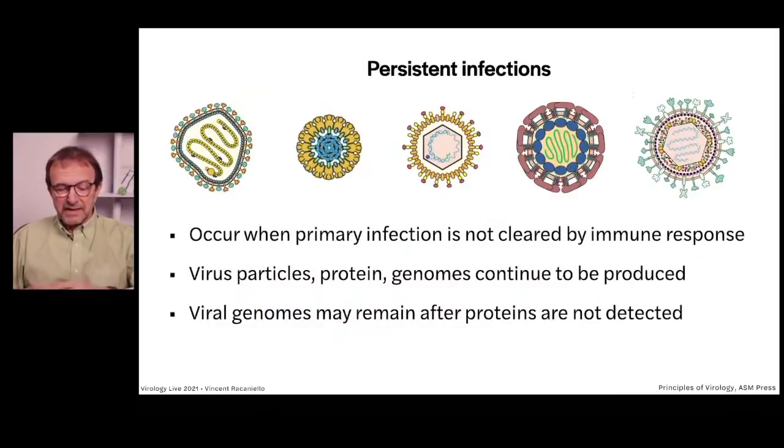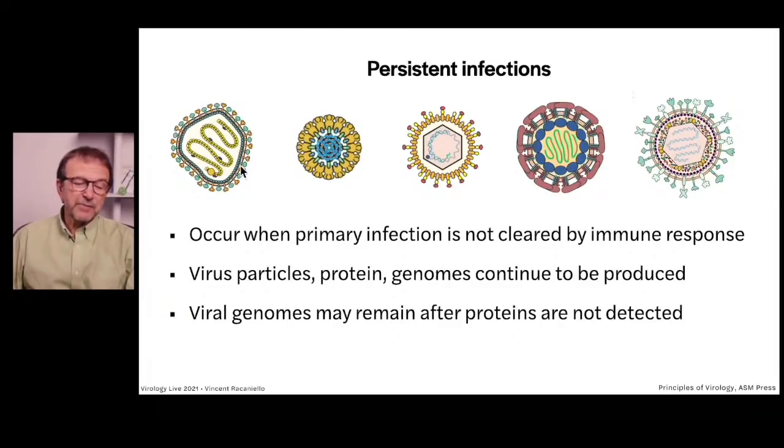And so today's cast of characters are shown here. I think it would be nice if you could look at all of these and figure out what they are by their icons. These persistent infections that we'll talk about today and all others, they occur when the primary infection is not cleared by the immune response. And depending on the virus, particles, proteins, and genomes continue to be produced, you'll see there are differences. And viral genomes remain after proteins are not detected. That's how you get a persistent infection. The virus genome needs to be there.